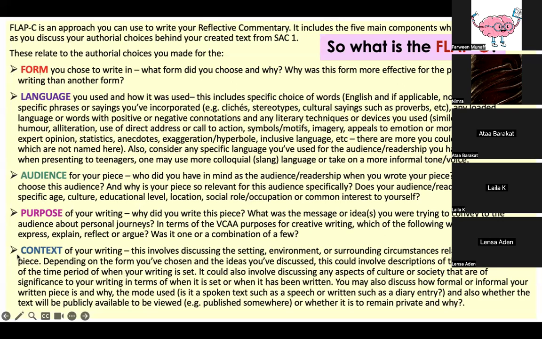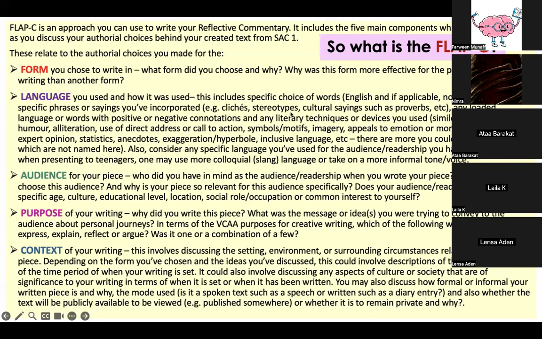All right, so now let's look at the main FLAPC components. So obviously, F stands for form. So the form is basically what form you chose to write in. We gave you a list of forms that are VCAA approved. So most of you have obviously selected one of those forms.